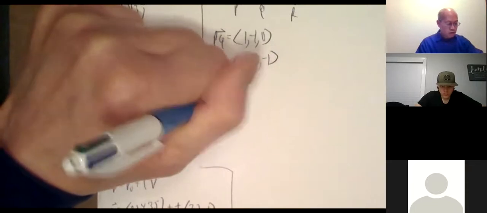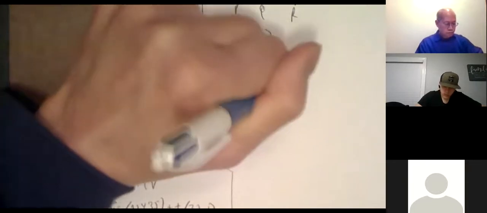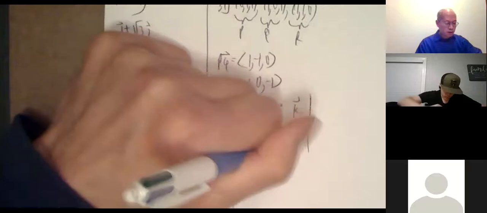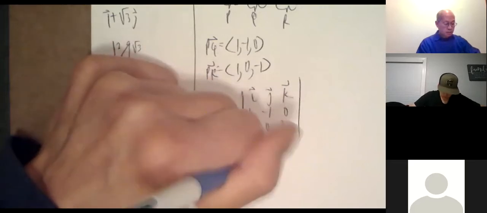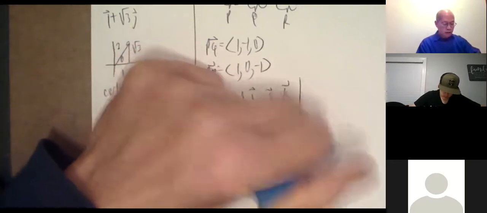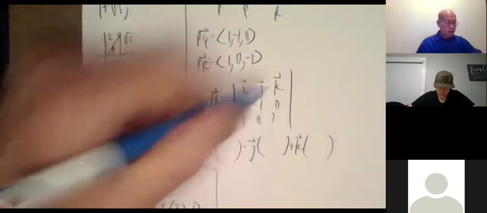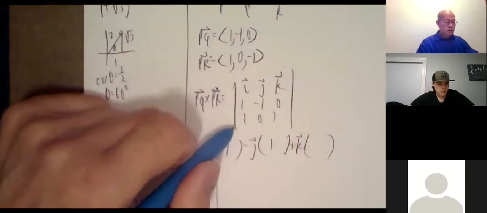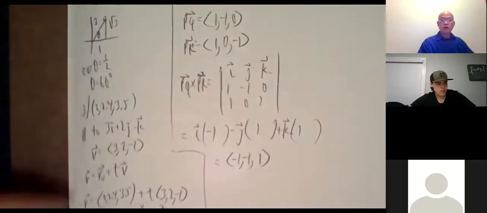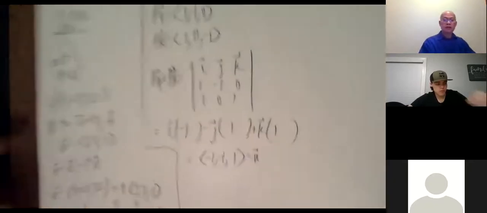Okay, so PQ cross PR, IJK. 1, negative 1, 0, 1, 0, negative 1, which is I times something minus J times something plus K times something. I times negative 1 minus nothing. J would be 1 minus nothing. And K is nothing minus a negative 1, which is 1. So let's see, negative 1, negative 1, 1. It's a normal vector.